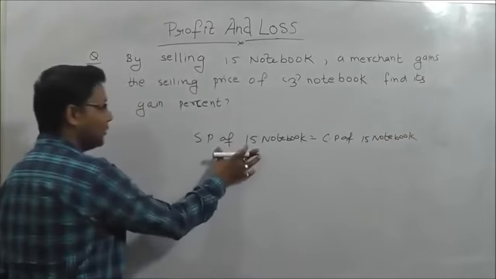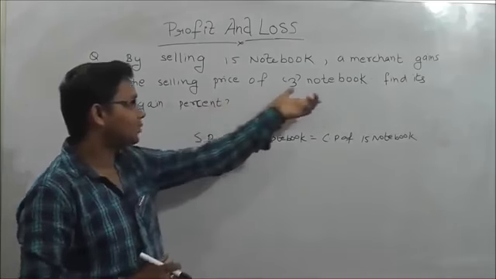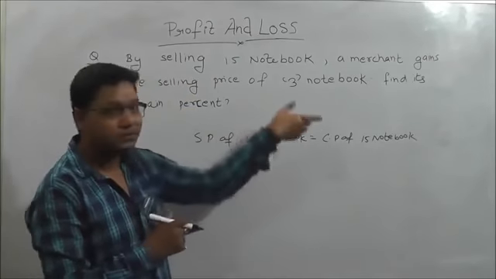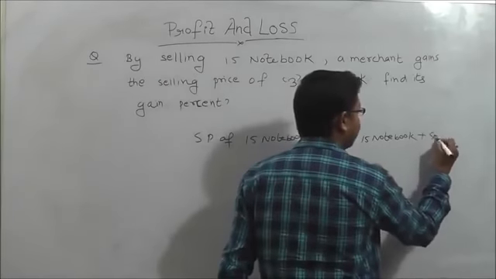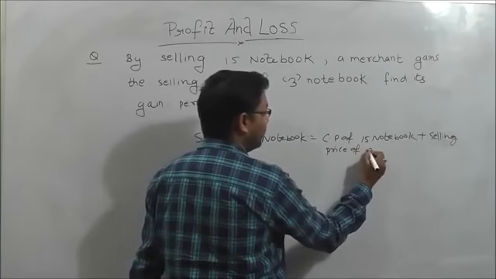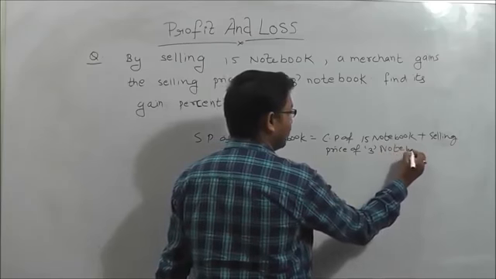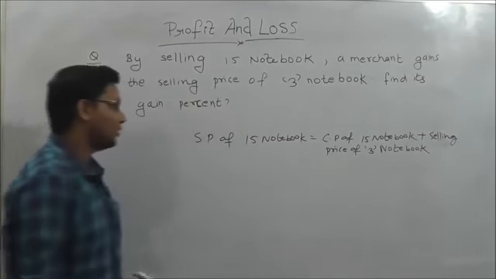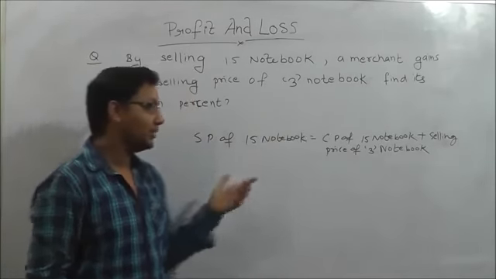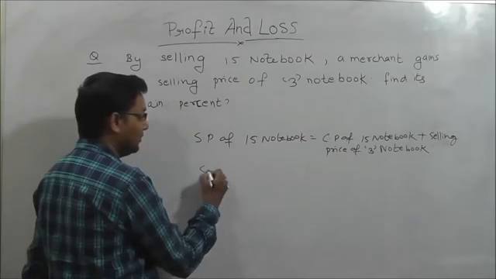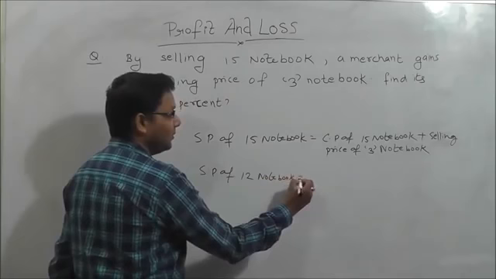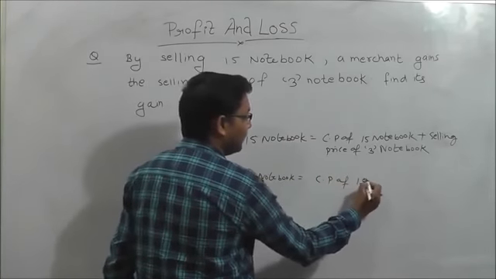See, he sold 15 notebooks and he gains the selling price of 3 notebooks. So it will be equal to the cost of 15 notebooks plus the selling price of 3 notebooks. So by solving this equation, we can bring the selling price of 3 notebooks to the left hand side. So 15 minus 3 is 12. So the selling price of 12 notebooks will be equal to the cost price of 15 notebooks.